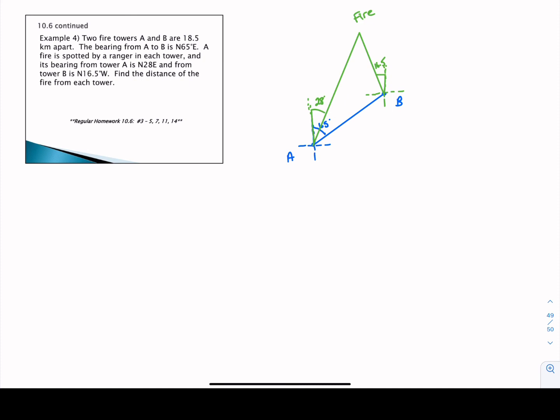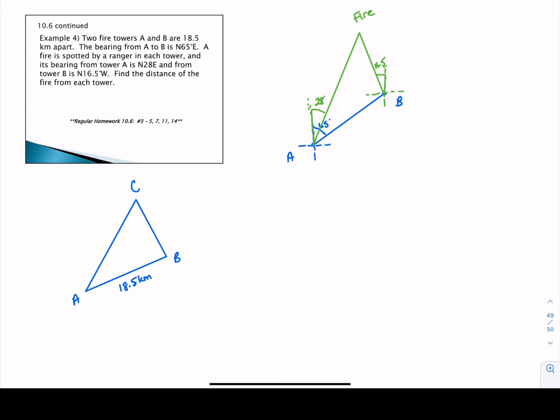I definitely want to redraw this triangle so that we can make sure that our labels are super clear. We're going to have a little bit of work to do to find some of those missing angles, but we'll get to that in just a moment. So if we've got point A or tower A, we've got tower B, and then we've got the fire. We're going to call the fire just C for now. What we know for distance or length is that A and B are 18.5 kilometers apart. Those towers are measuring 18.5 kilometers.